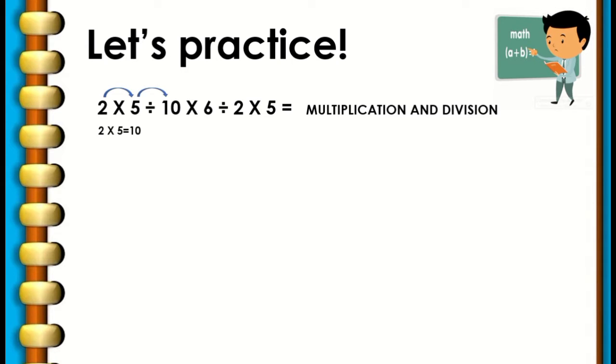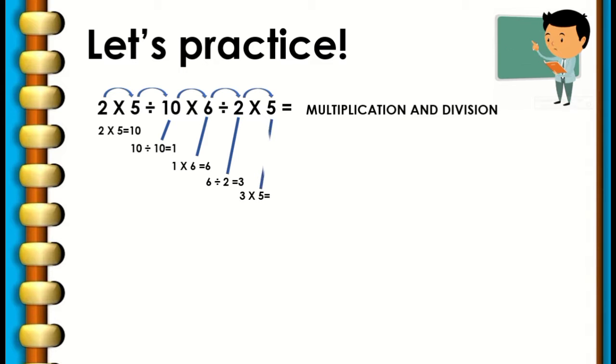So, 2 times 5, that is 10. Divided by 10, that is 1. Times 6, that is 6. Divided by 2, that is 3. Multiplied by 5, that is 15.